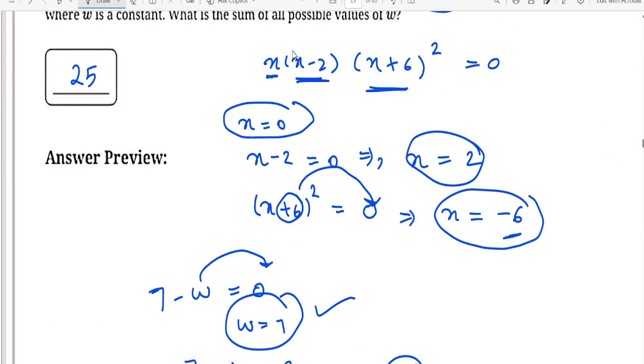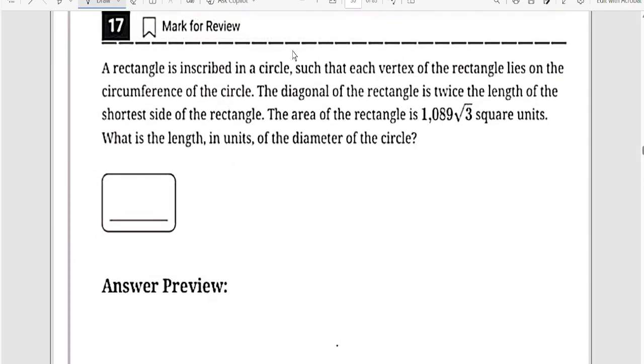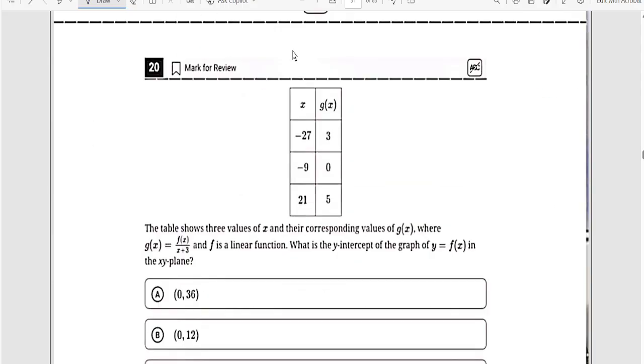Okay. Now let's see the next question. Let's see this one.